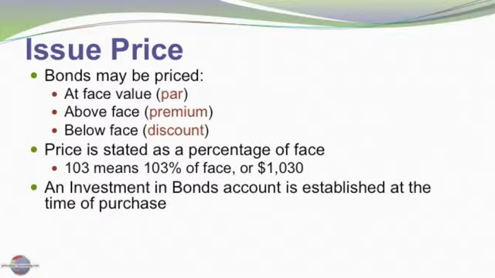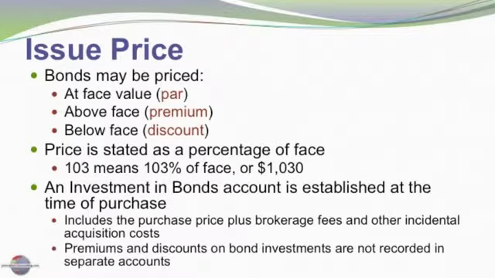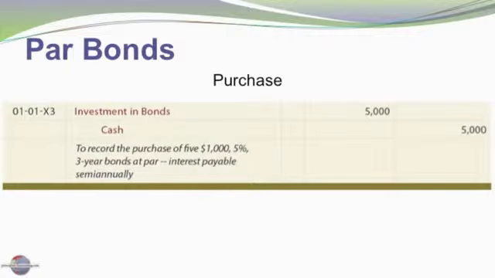An investment in bonds account is established at the time of purchase. It includes the purchase price of the bonds plus the transaction costs. Any premium or discount on those bonds is included in the carrying value of the investment in bonds account. Here's an example of a bond issued at par. The investor buys the bond: debit investment in bonds $5,000, credit cash $5,000.